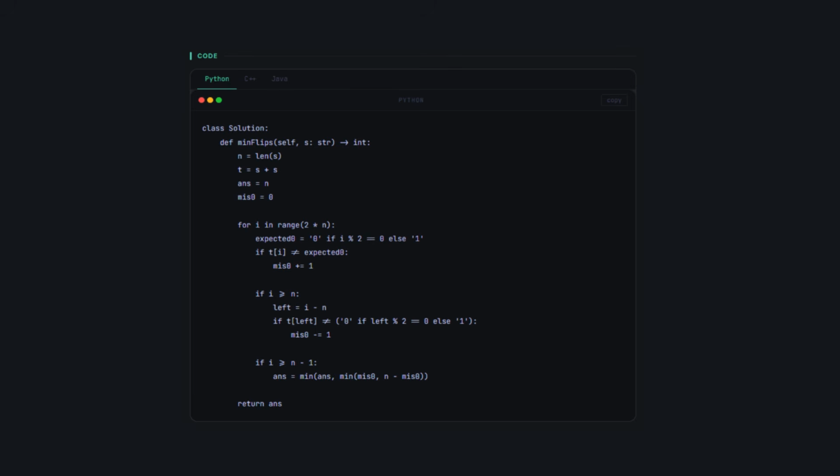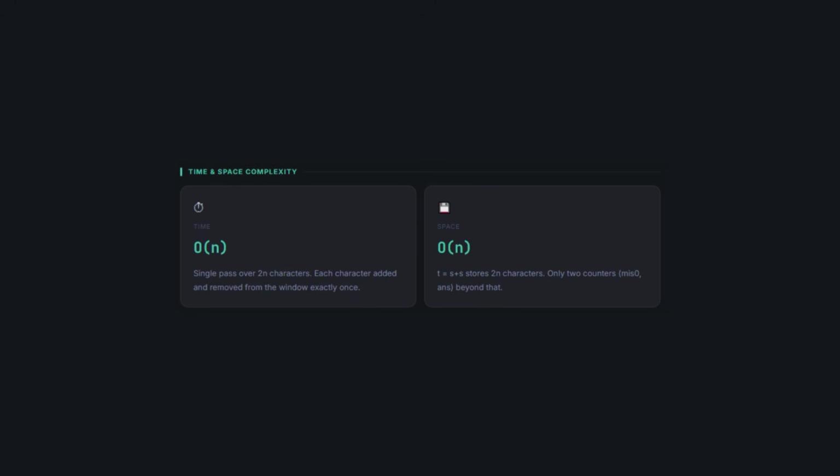By sliding this window across the duplicated string, we evaluate every rotation efficiently. Finally, let's look at the complexity. We scan the duplicated string once, so the time complexity is linear in terms of the length of the string. The extra space used for the duplicated string is also linear. And that's the complete idea behind this problem.